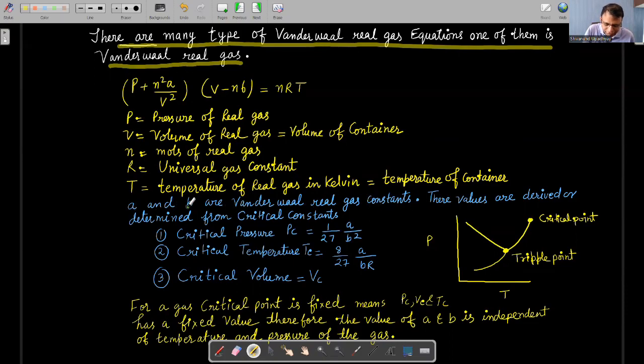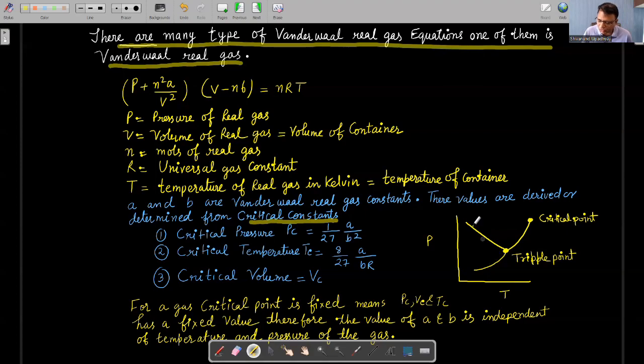And the value of van der Waals real gas constant is independent of temperature and pressure. We have to understand why the value of A and B is independent of temperature and pressure. Because the value of A and B is derived from critical constants. What is the critical constant of a gas or of a substance?